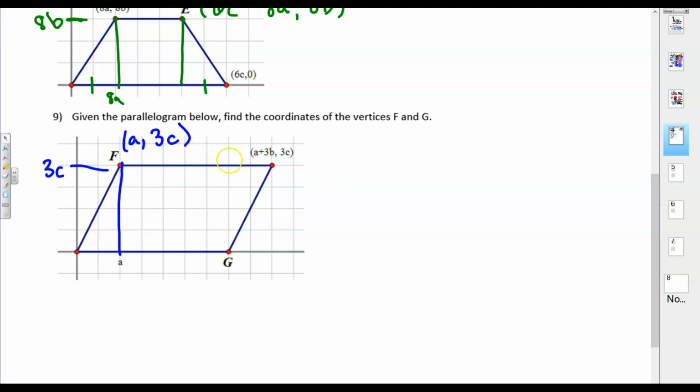Now point G here is a little bit trickier. If this point is all the way over at a plus 3b, if you look, 2 blocks are the equivalent of a, which means from here to here is the length of a. So this x value right here must be a plus 3b minus a to get to G. My a's would cancel, meaning that G has an x value of 3b and a y value of 0 because it's sitting on the origin.